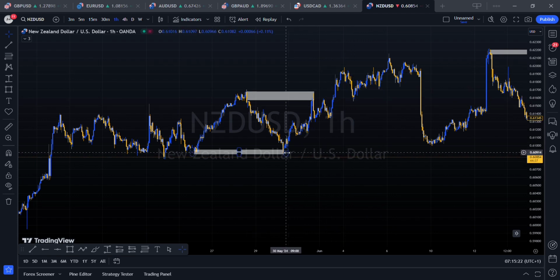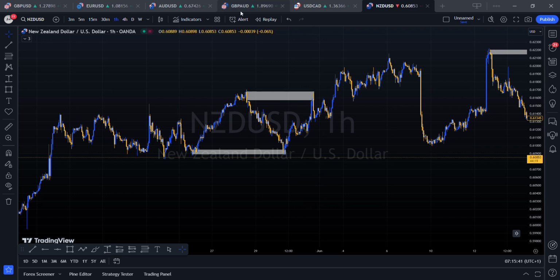Now here became a support again. All right, here became support, and here became a support. Because why? The resistance got broken. Now if a resistance got broken, that resistance becomes a support. If a support got broken, that support becomes a resistance. It's just like a reversal.